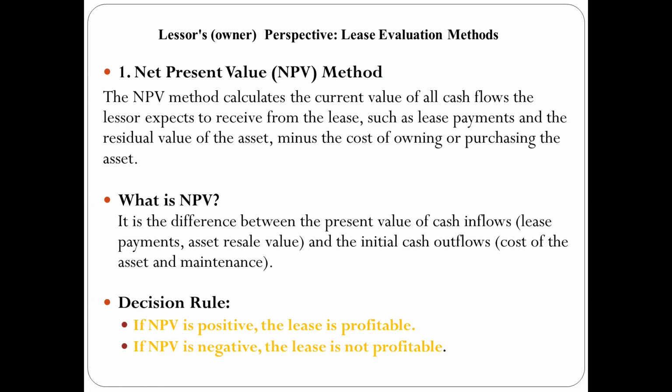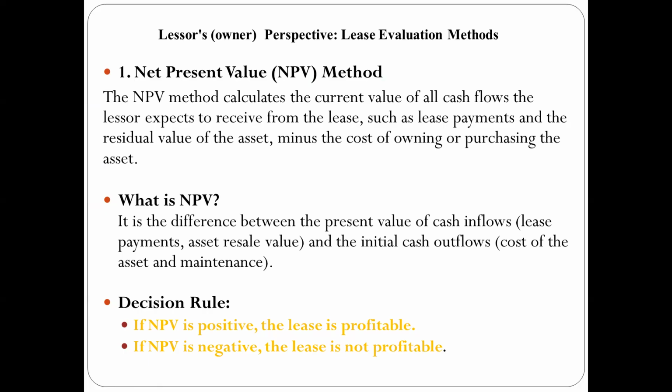The NPV method calculates the current value of all cash flows the lessor expects to receive from the lease, such as lease payments and the residual value of the assets, against the cost of owning or purchasing the assets. NPV is used to figure out if the lease or investment is worth it.